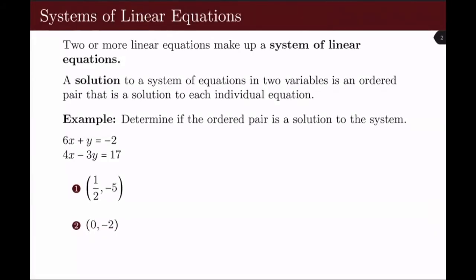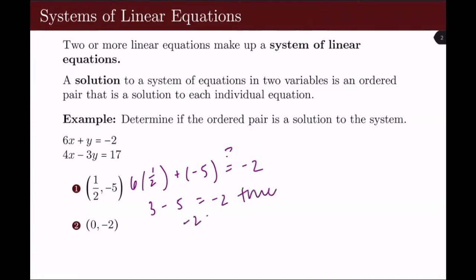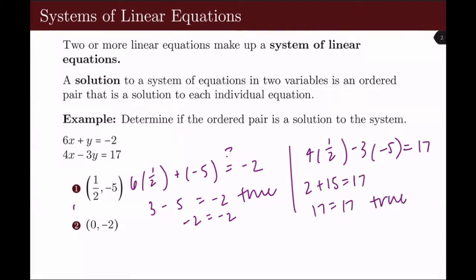First we'll have 6 times a half plus -5, and we want to see if that's equal to -2. So that means 6 times a half is 3 minus 5 equals -2. True, because we get -2 equals -2. And then we'll try the other equation. So we'll get 4 times a half minus 3 times -5 equals 17. So that's 2 plus 15 equals 17, which is 17 equals 17, which is true. So this is yes, it is a solution to our system.